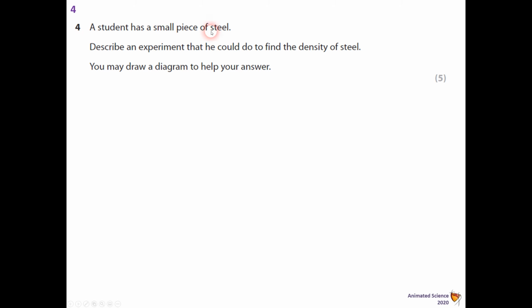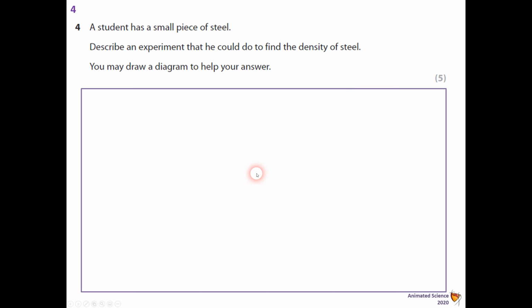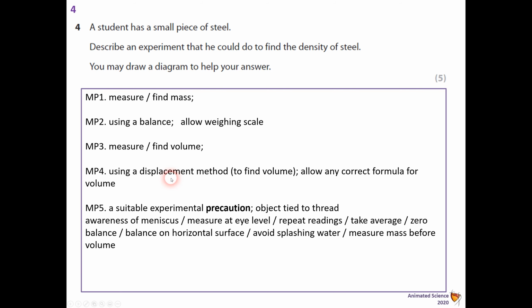So a student has a small piece of steel. Describe an experiment you could do to find the density. You can use a diagram to help you out. There are 6 marking points actually, but you only get 5 marks. And they're really simple stuff. So measure, find the mass, using a balance or scales. Measure, find the volume, using a displacement method. So we're thinking of a eureka can, so you put the rock in and the water comes out, that kind of thing, or the steel.